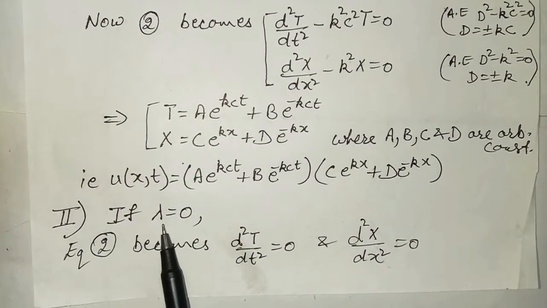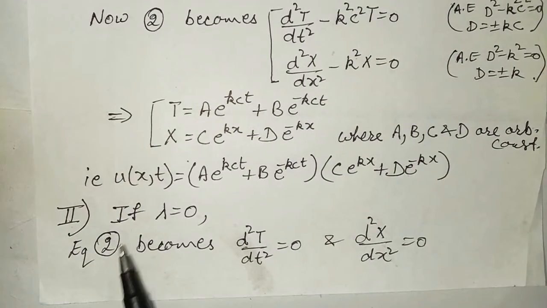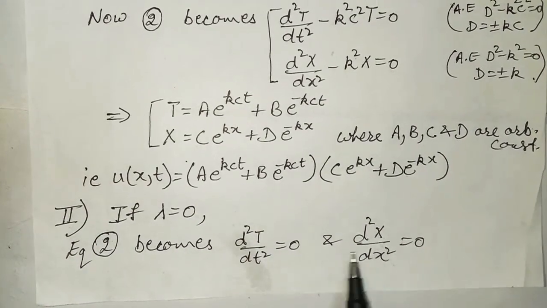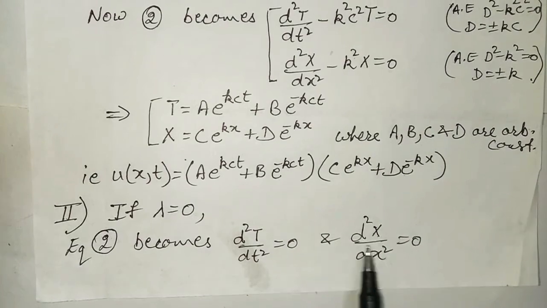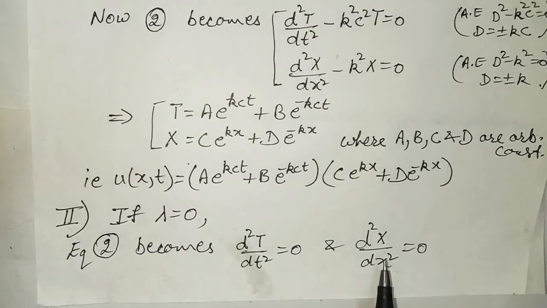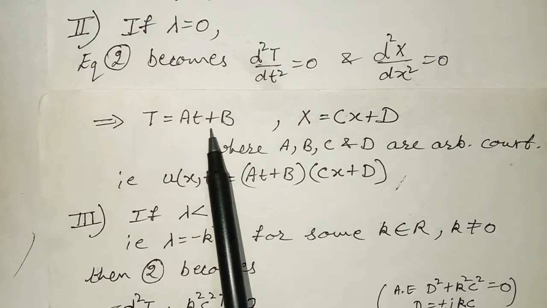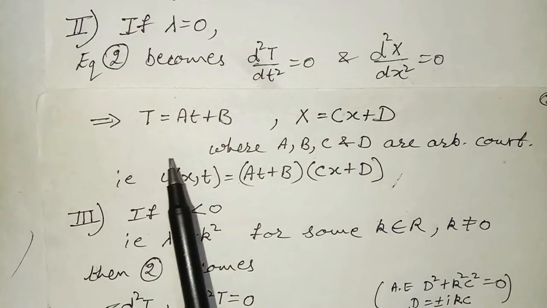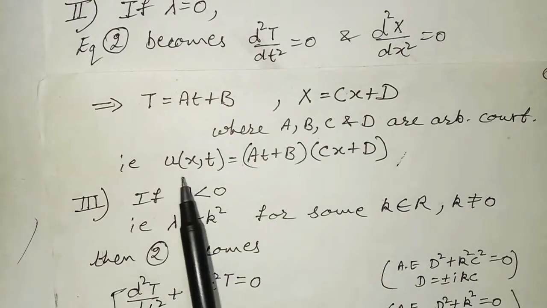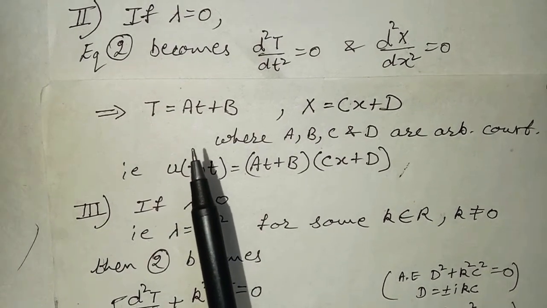Now the other case: if lambda is 0, then equation number 2 becomes this. Now integrating these two differential equations, or you can say when we solve these two differential equations, we have t is equal to at plus b and x is equal to cx plus d, where again a, b, c, d are arbitrary constants. So again we multiply t and x, and this is the value of u in this second case.